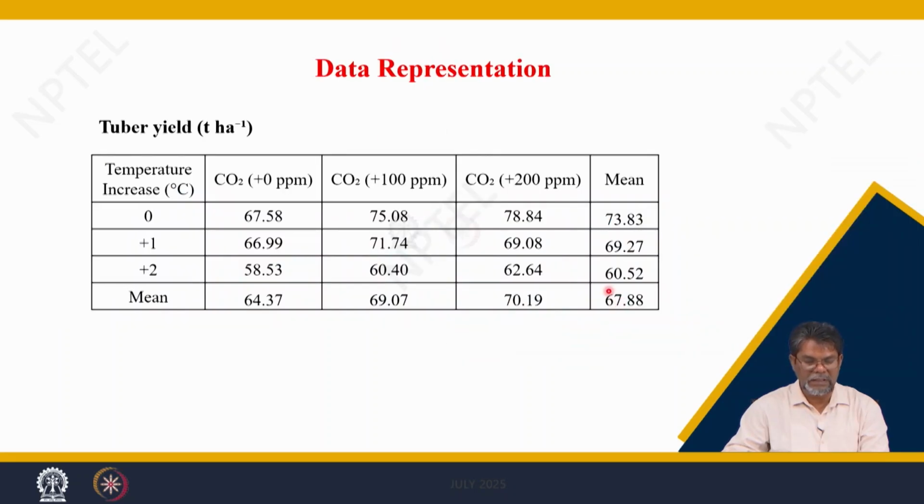When you present the data, particularly for the CO2 increase of 0 ppm, 100 ppm and 200 ppm, and temperature increase of 0, 1, 2 degrees Celsius, these are the interaction table that shows the tuber yield at different CO2 levels and temperature. So, if this one is the ambient condition C0 T0, when the ambient weather, the yield is around 67 tons per hectare. As you go on increasing temperature, the yield goes on decreasing.